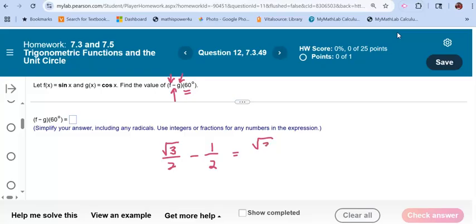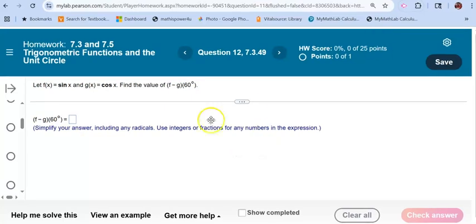Now all I can do here, because the square root is irrational, is subtract. I have fractions with a common denominator, so I can subtract the square root of 3 and the 1 in the numerator and put them over the 2. So that's what it means by simplify. This does not want decimals. It wants a symbolic representation of the answer, so you've got to leave the square root in there. So there's my answer, the square root of 3 minus 1 over 2.